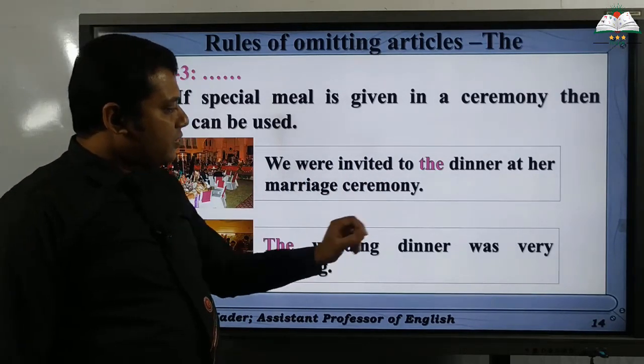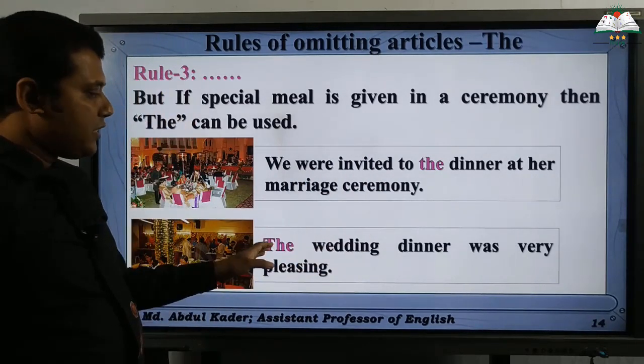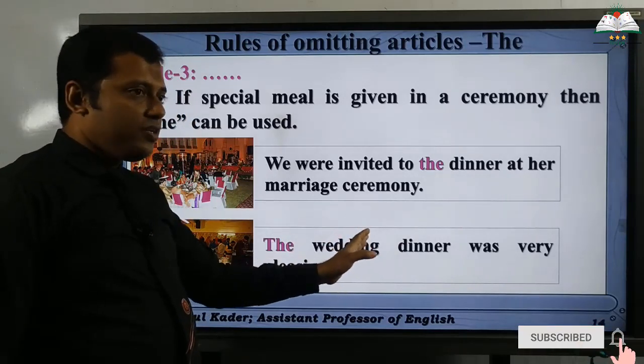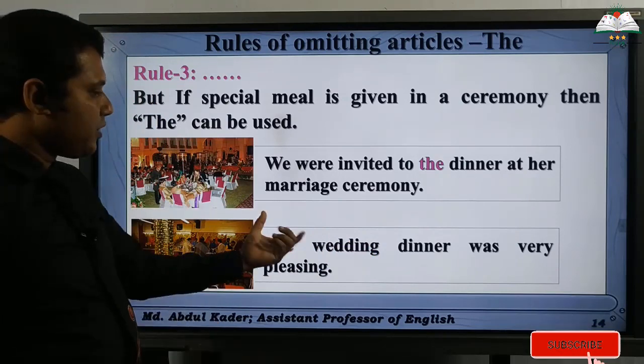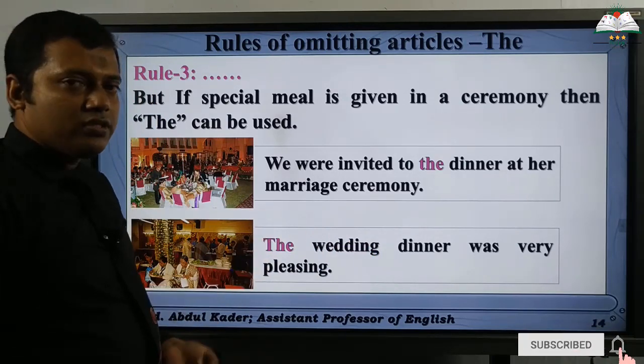The wedding's dinner was very pleasing. See here, we are talking about the wedding dinner. So here, it is just a special dinner. That's why we can use the here.